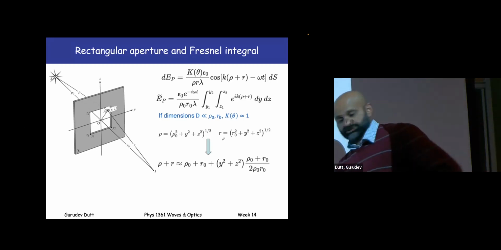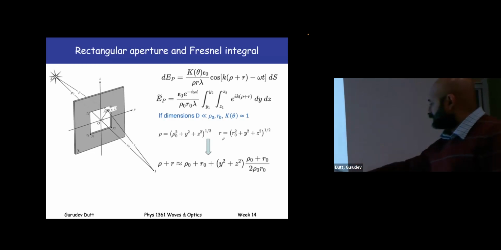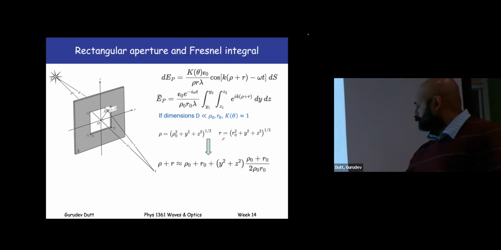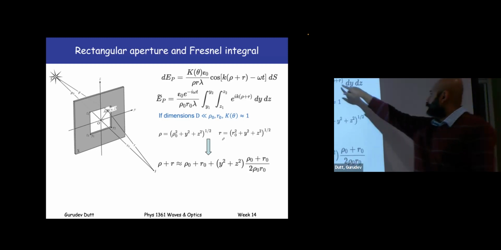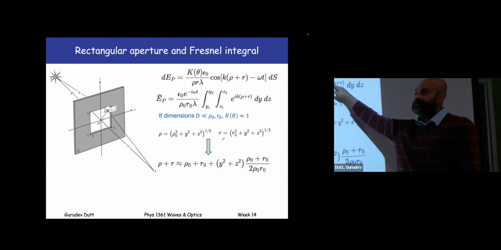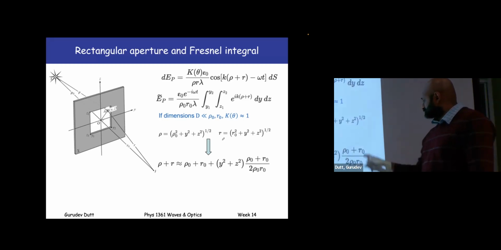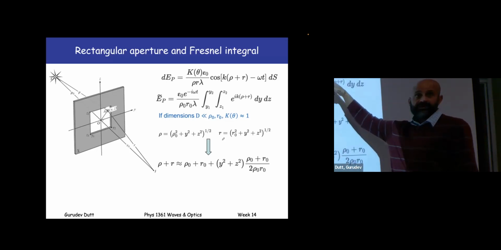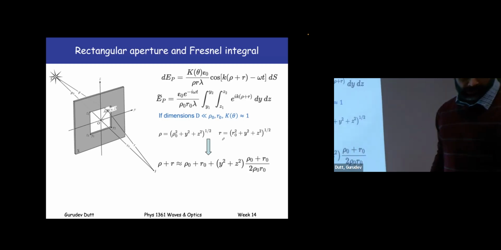Again, this rho naught plus r naught is just a constant, so I can take it out of that integral. And the terms that I mostly care about in the phase are either y squared times rho naught plus r naught over 2 rho naught r naught, or z squared times rho naught plus r naught over 2 rho naught r naught. Those are the two terms. To make these integrals easier to understand, we move to dimensionless parameters u and v. If you look at this phase, it's k times rho plus r, and rho plus r, as I've just said, has two terms: y squared times this factor, times k. So that's 2 pi over lambda times y squared times rho naught plus r naught over 2 rho naught r naught.